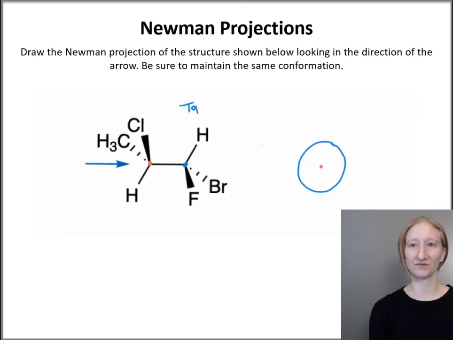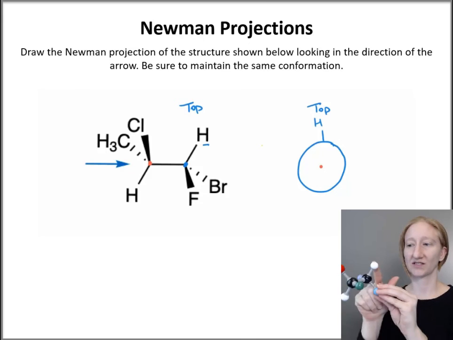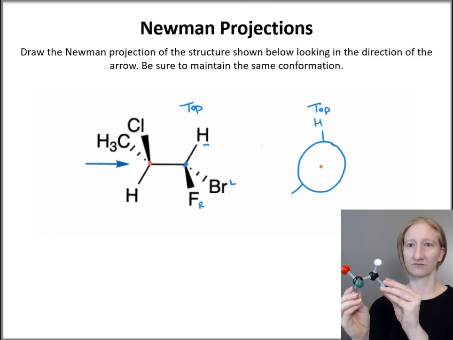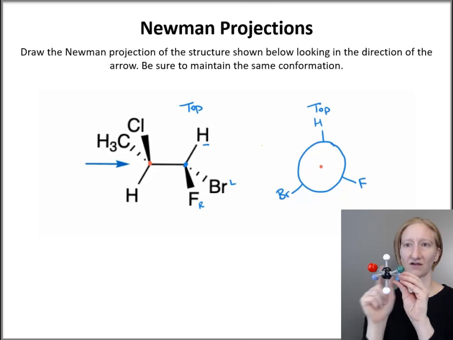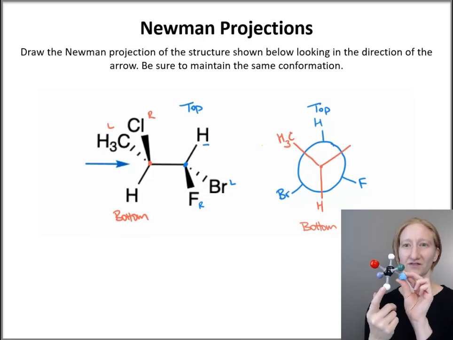And here I have a model with different colored groups on it. Each carbon has one hydrogen. And I'll look down the structure this way. And what I see is that on the back carbon, I have a hydrogen pointing up, I have a bromine pointing down and to the left, and a fluorine pointing down and to the right. On the front carbon, I have a hydrogen that's pointing down, I have a methyl group pointing up and to the left, and a chlorine pointing up and to the right.